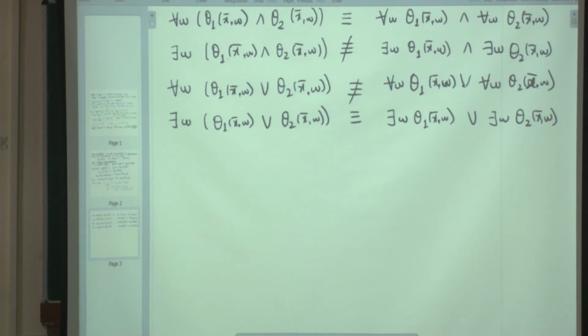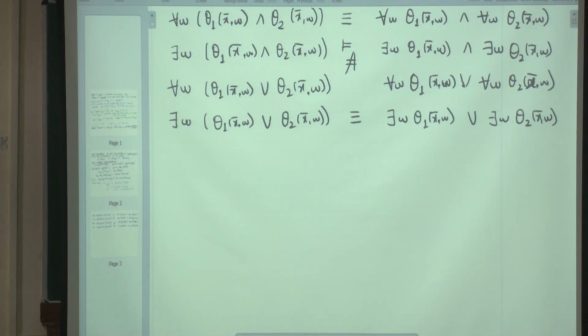If there is a W which satisfies theta 1 and theta 2 simultaneously, then there is a W which satisfies theta 1 and there is a W which satisfies theta 2 individually also. But the converse is not true, because their witnesses can be different. They need not match. So that's why the converse fails to be true. So I can actually replace it with this side, yeah, but not the other one.